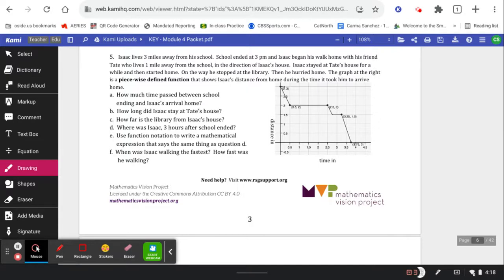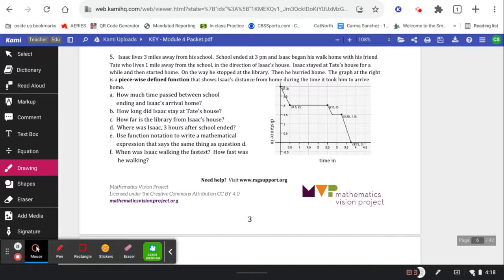All right, next in this section, it's giving you a context-based piecewise function. So it says Isaac lives 5 miles away from his school. So notice that we're traveling here for 5 miles. School ended at 3 p.m. and Isaac began his walk home with his friend who lives 1 mile away from the school in the direction of Isaac's house. Isaac stayed at Tate's house for a while and then started home. On the way home, he stopped at the library, then he hurried home.